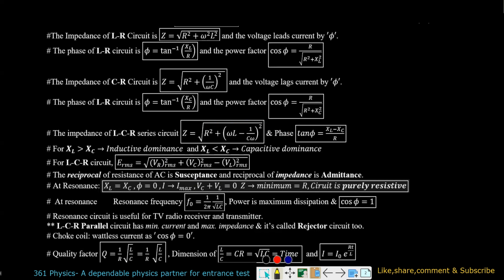VL plus VC is going to be exactly 0 and the circuit is purely resistive, because you will have here only the effect of resistor, that's why the circuit is purely resistive.